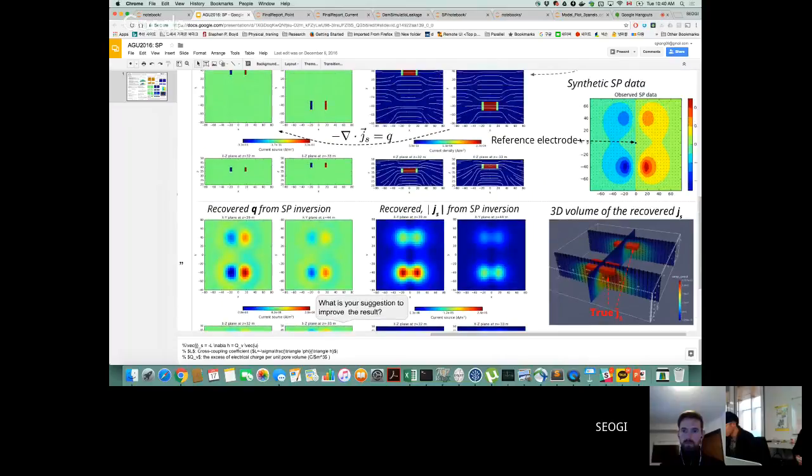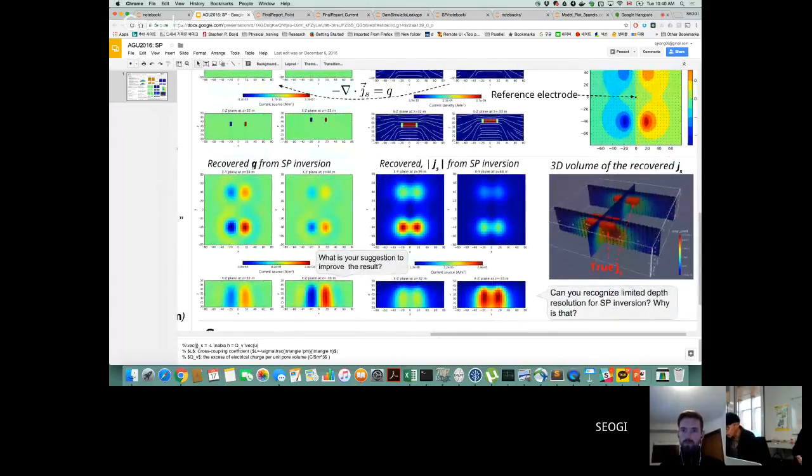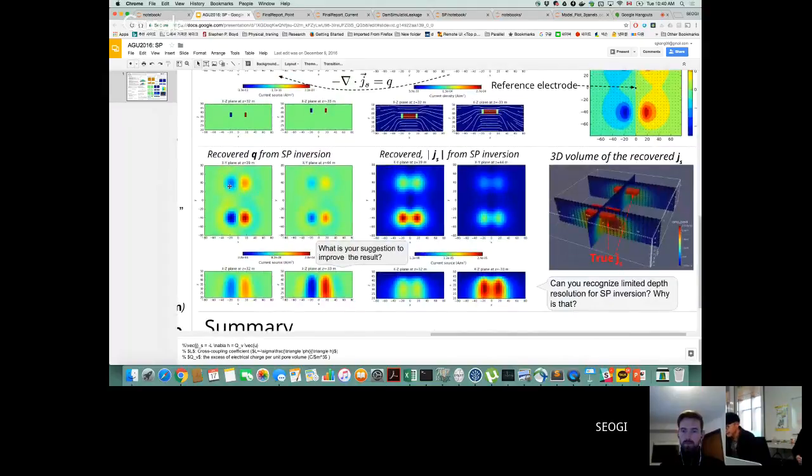So here's our inversion. I invert this SP data. First I invert for Q. This is a depth slice, and those are the cross sections. I use depth weighting, otherwise my sensitivity is pretty high at the surface. And this is the current density. This is the amplitude.